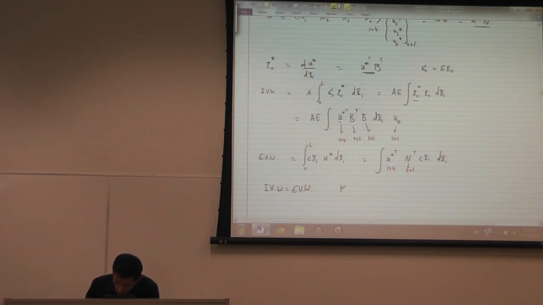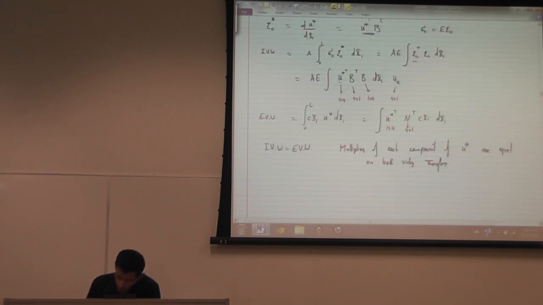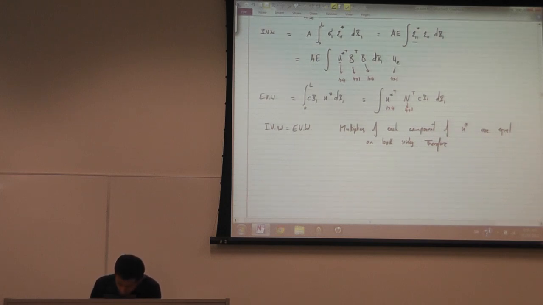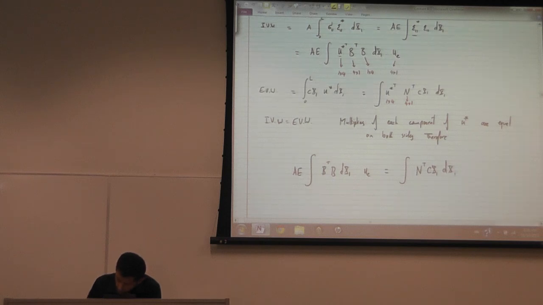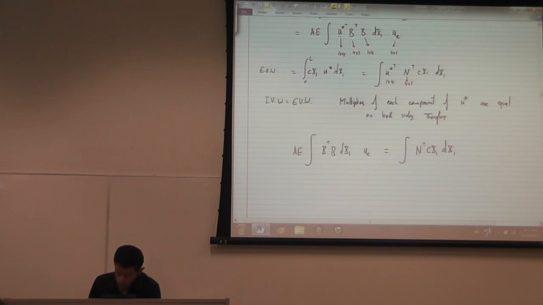So, multiply each component, and we get the following equation. A E, B transpose B, A X1, U E is equal to N transpose C X1, A X1. Yes. And the X and follow u star transpose and times N.